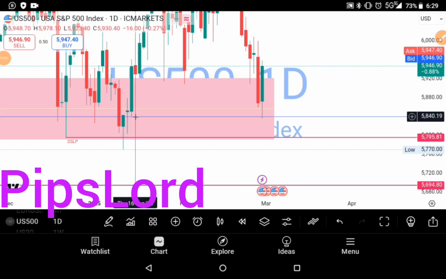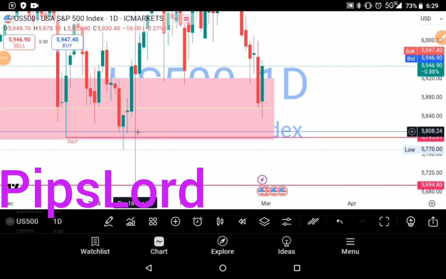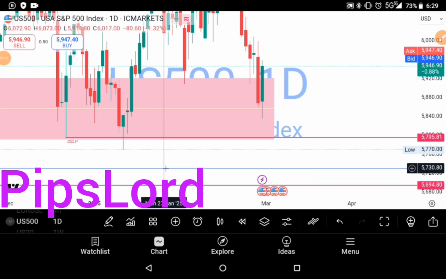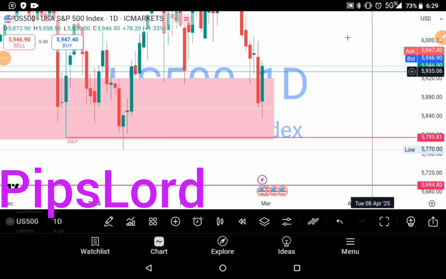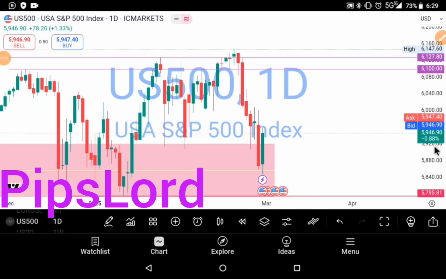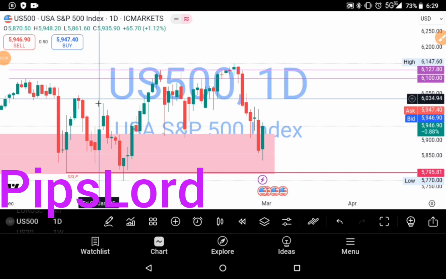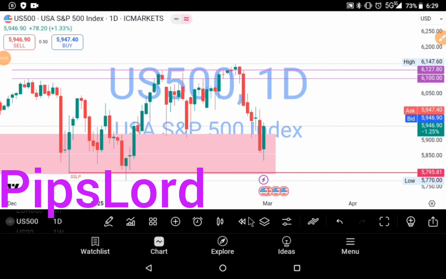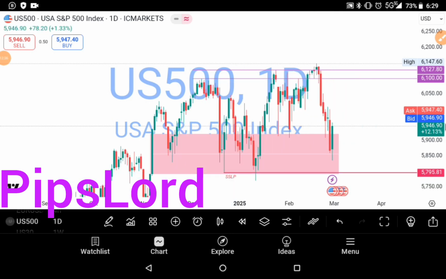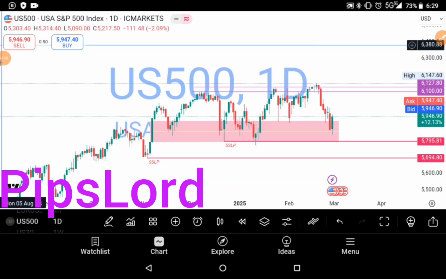This level has been taken already, so I'll be expecting the market price coming into 5800 if that level has been taken. So I'll be interested in 5800 for the meantime, because personally I don't think we are through with the upward movement. I'm not yet convinced we are through with the up movement.